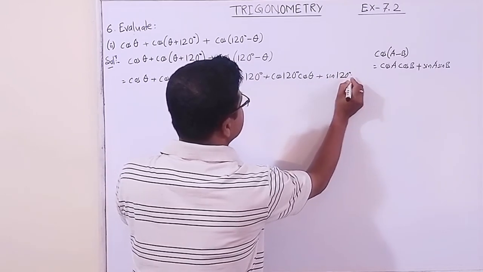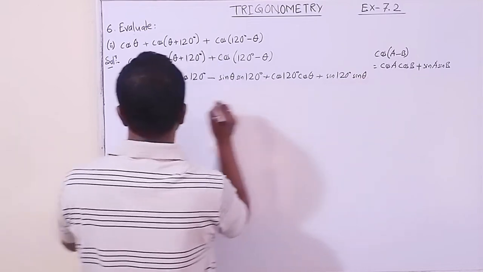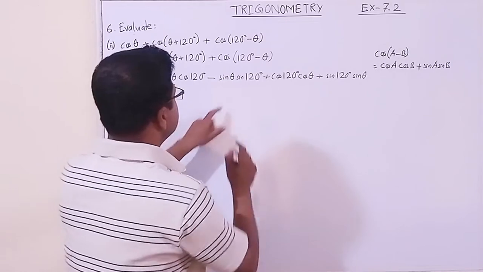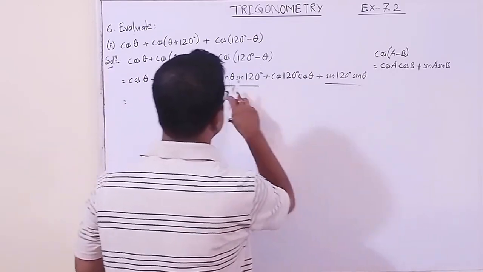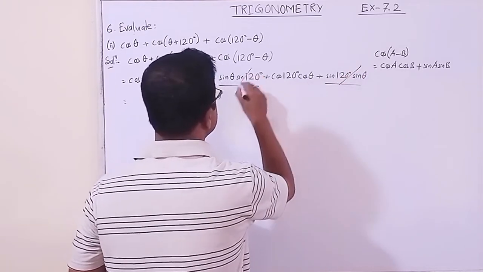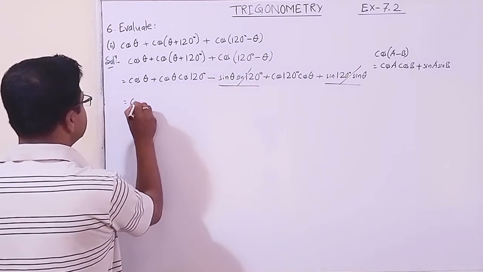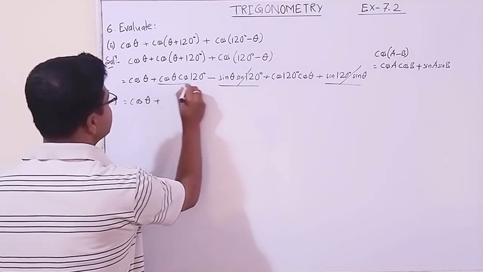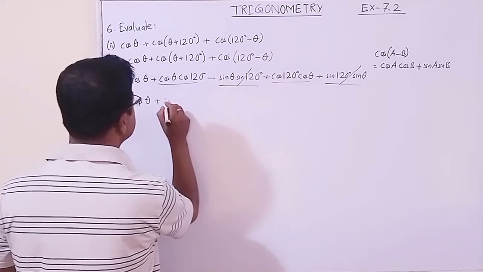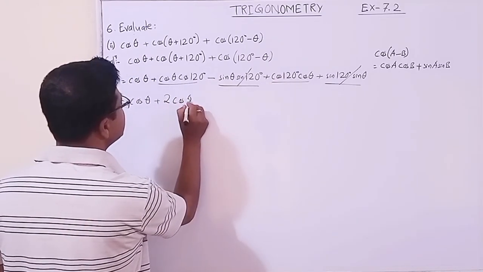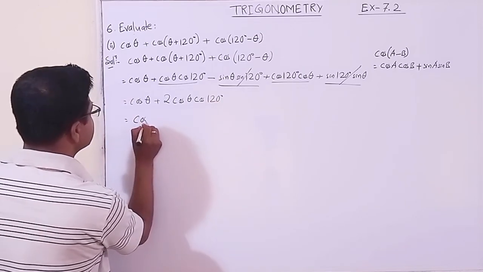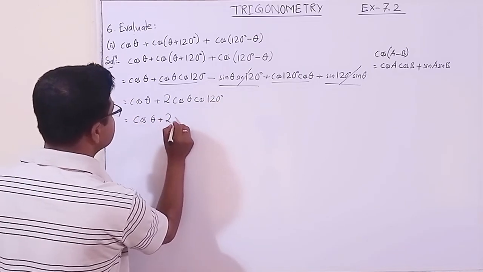Now if you look carefully, can we cancel anything? I think we can cancel these two. This is sin theta sin 120. This is also sin theta sin 120. So these two will get cancelled. Then what is left? This cos theta. Now you see these two terms are like terms. We can add them. Cos theta cos 120. So this is twice of cos theta cos of 120 degree. Okay, this is cos theta plus this is twice cos theta.